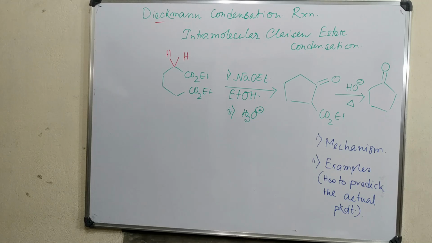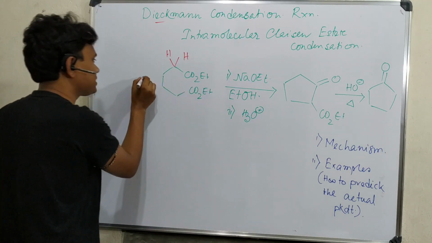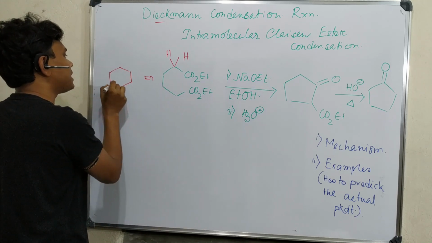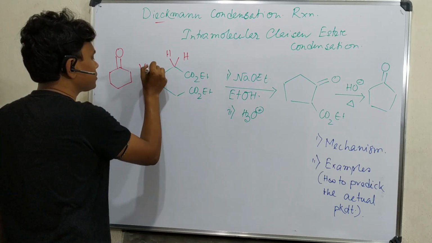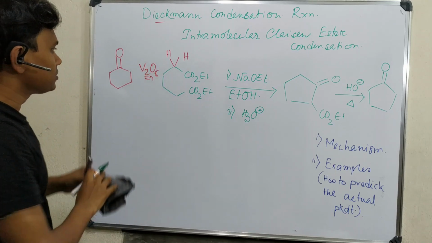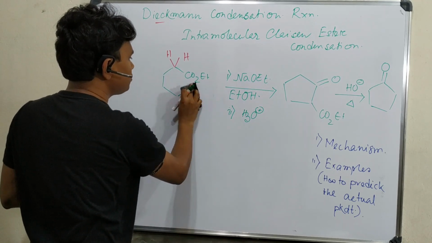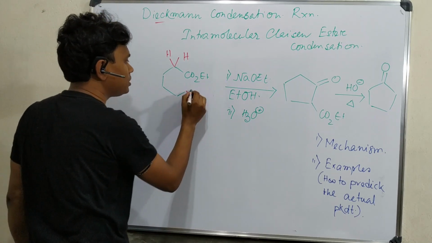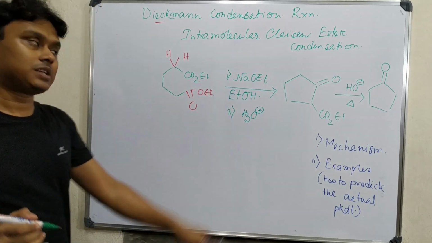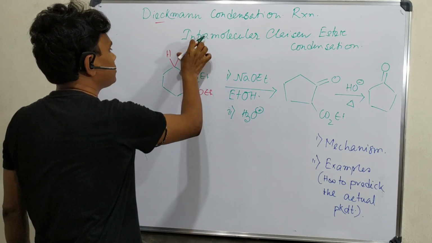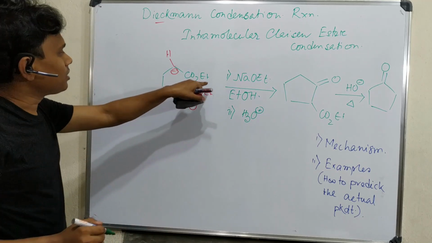You can see this is a 1,6-dioic acid, meaning hexane 1,6-dioic acid. It is obtained from cyclohexanone by oxidation with V2O5, nitric acid, etc. Okay, so what happens? These undergo Claisen ester condensation. How? If we write it properly, this is actually OEt, and sodium ethoxide in ethanol first abstracts this proton to produce the carbanion here, which is resonance stabilized with this carboxylate group.